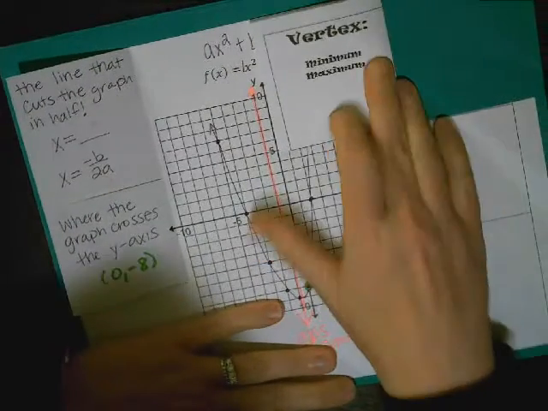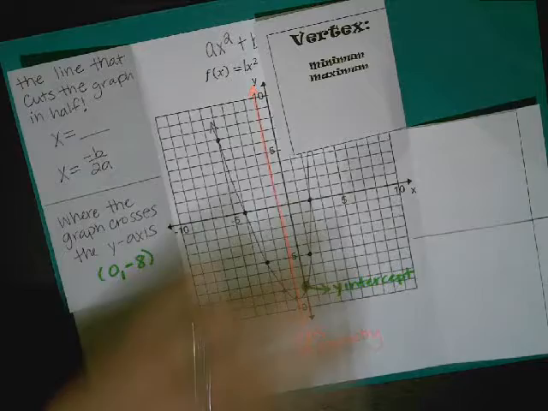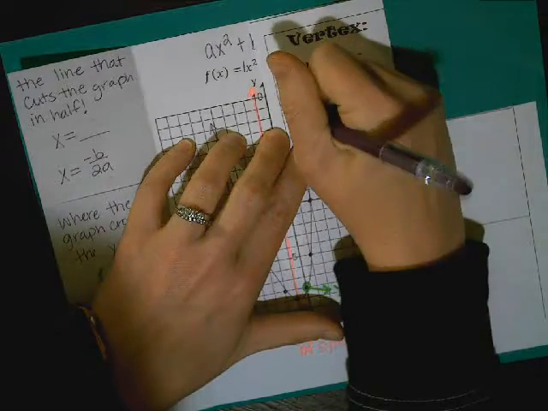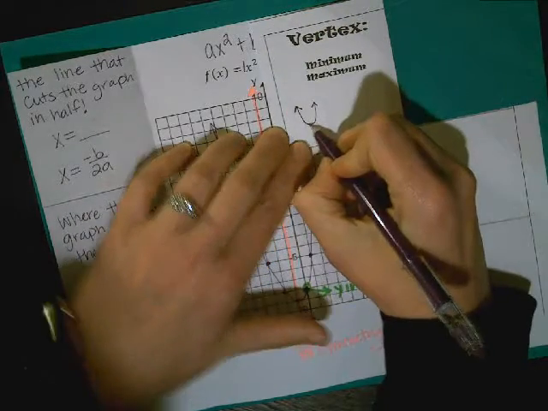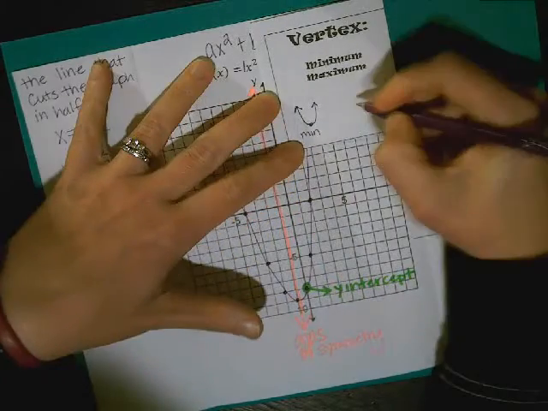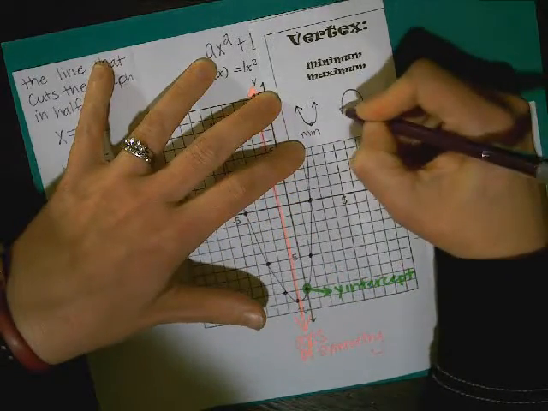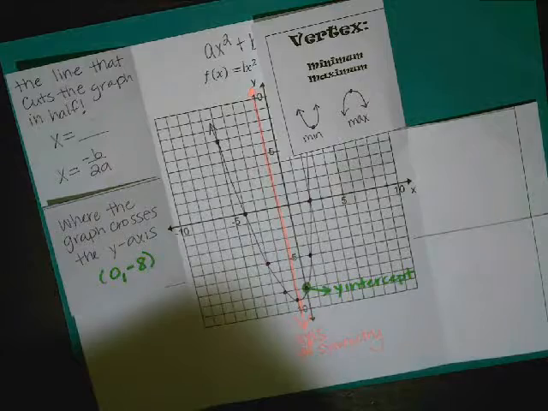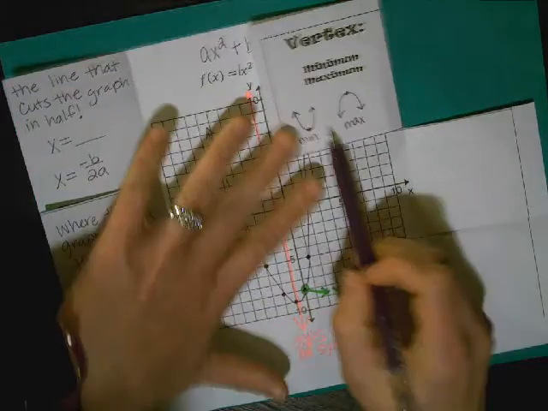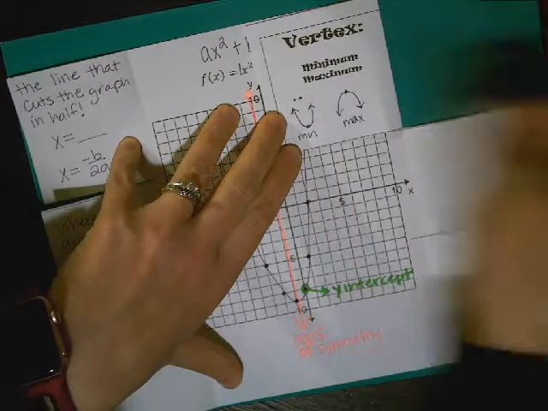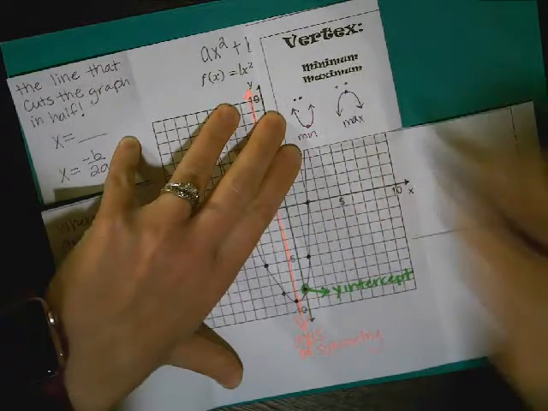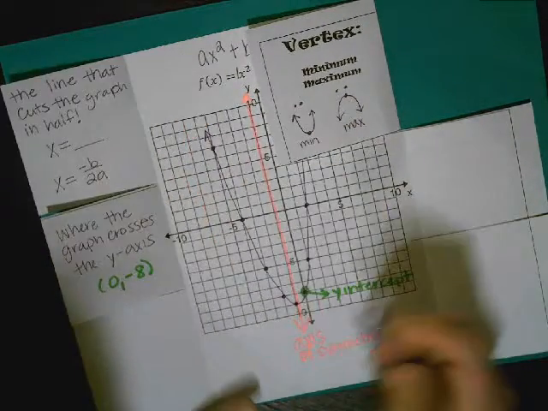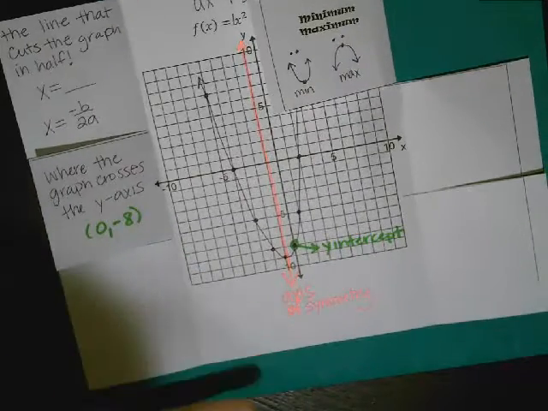And now let's talk about the vertex. Okay, the vertex is the maximum or the minimum point on the graph. So if I have a graph that faces up like this, the vertex is going to be my minimum. And if I have a graph that faces downward like this, the vertex is going to be my maximum point. Okay? And remember, this one we're thinking is positive because it's a happy face. And this one we're thinking is negative because we could make a sad face with it. Okay? Smile, frown.